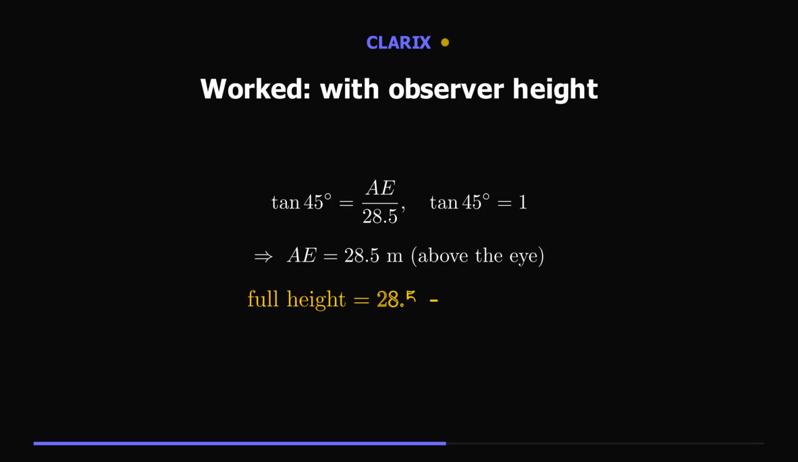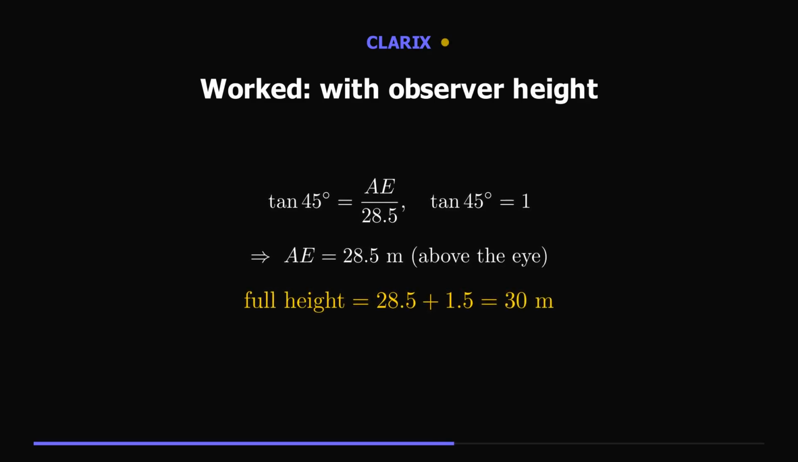Now one with an observer's height. A person 1.5 meters tall stands 28.5 meters from a chimney, and the angle of elevation of the top is 45 degrees. The part of the chimney above the eye, tan 45 equals that part over 28.5, and since tan 45 is 1, that part is 28.5 meters. Now add the observer's height. 28.5 plus 1.5 equals 30 meters.